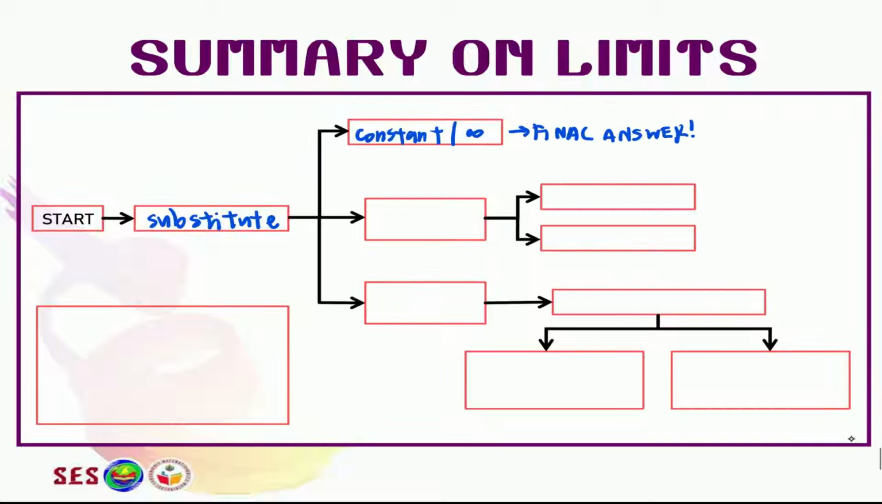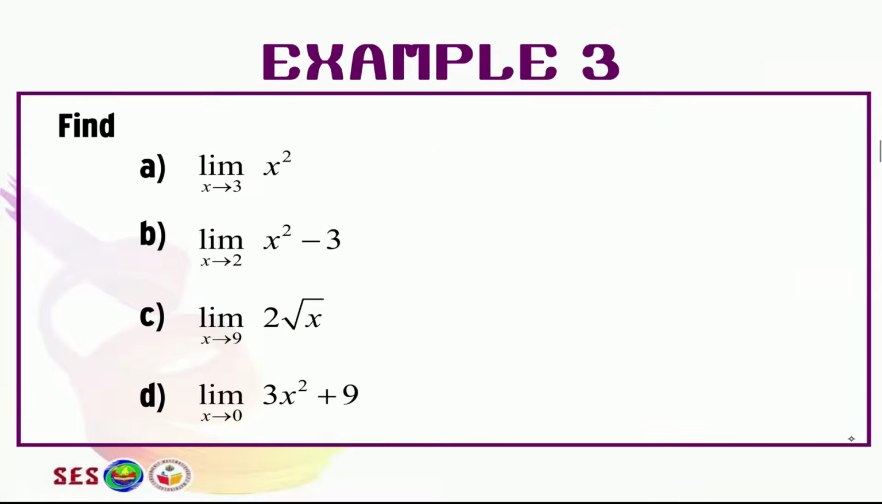Let's move back to the 7th slide to see some examples. The slide with example number 3. For question A, we want to find the value of this function f(x) when x is approaching 3. All you need to do is to substitute the value x equals 3 into this function here. So this is 3 to the power of 2 and the answer is 9. Since this is a constant, therefore, this is our final answer. See, not that hard, right?